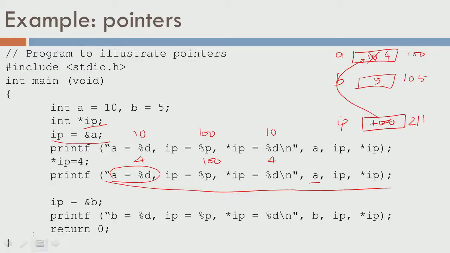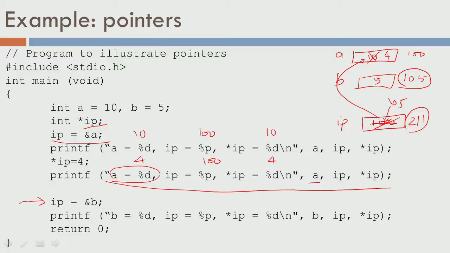Now, let us see what happens because of this statement. We have IP equals ampersand of B. We are now changing the value of IP itself. So, IP still resides at location 211 and you have IP equals ampersand of B. So, instead of 100, now you will have ampersand of B, that is 105. So, this will be 105. So, you overwrote 100 with 105.